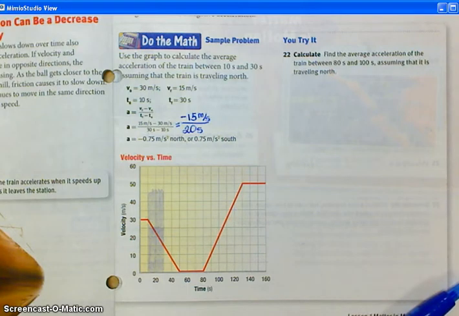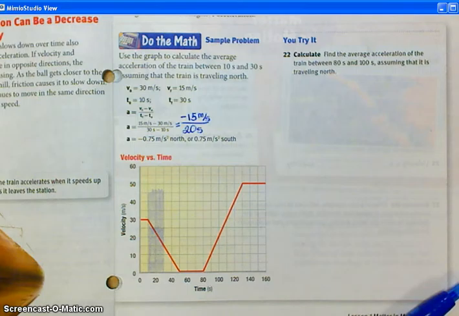Okay, so when you do the math, you wind up with 0.75 meters per second squared. So you're accelerating at negative 0.75 meters per second squared in the north direction, or you could say that you're accelerating 0.75 meters per second squared south, because south is opposite of the direction that you're traveling.